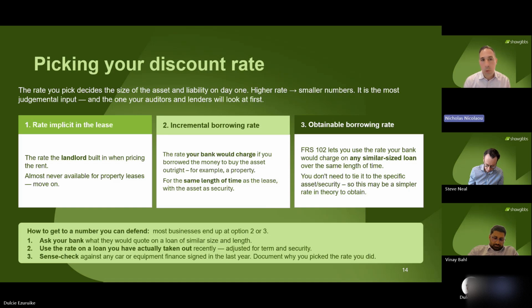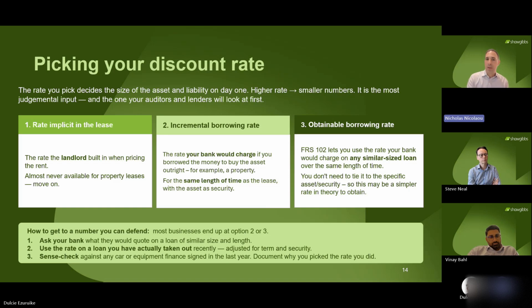A lot of the times you won't know the value of the property you're leasing or how much the landlord spent on it to get it up to the standard it is. You don't know what the landlord has assessed its residual value as in the future. So that one's going to be a really tricky one to obtain. With some assets, it's possible, but it's a bit more tricky.